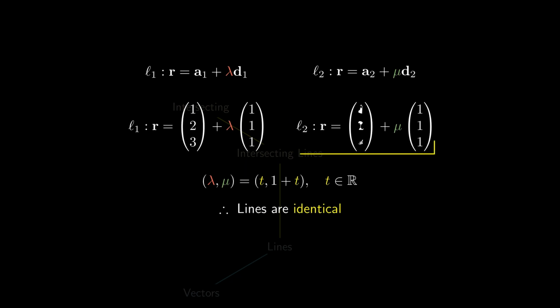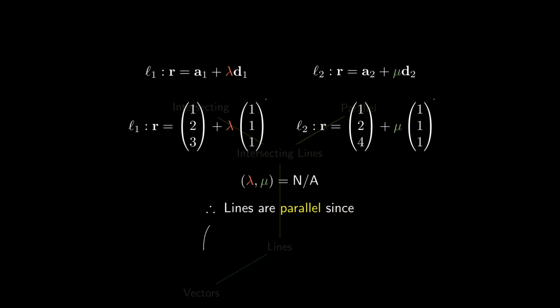But perhaps the position vector of the second line might change. This will actually cause us to have no solutions for lambda and mu. Nevertheless, we can still say that the two lines are parallel, and the reason for that is that the direction vectors are parallel. In this case, they are actually identical to one another.